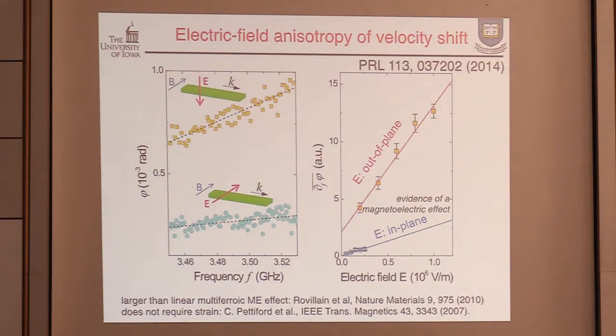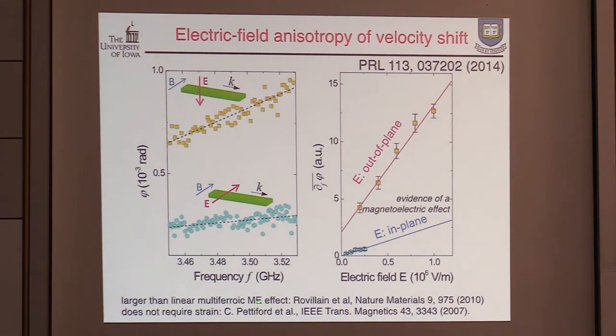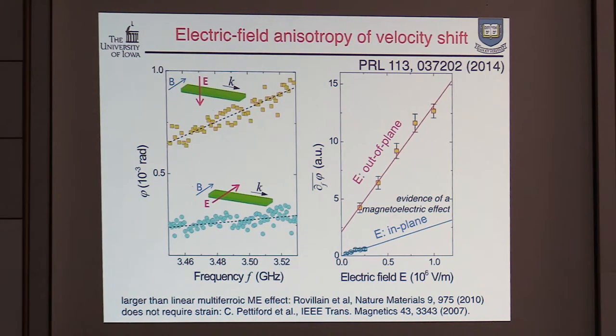So what's nice about this is that it is larger than the linear multiferroic magnetoelectric effect, and it doesn't require strain, because when you try to use piezoelectric effects to get the same kind of phenomena using piezoelectrics and then magnetostriction effects, you can't cycle the system that many times before it starts to fail.